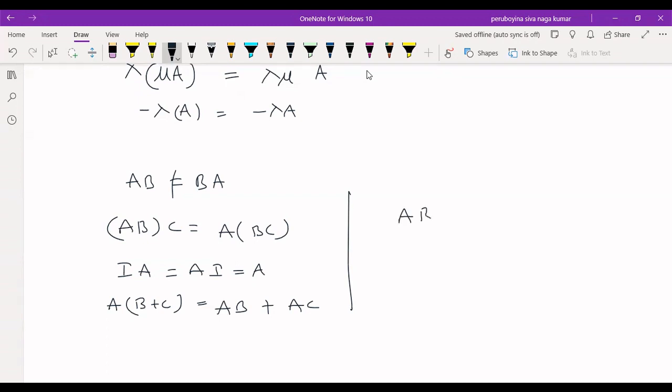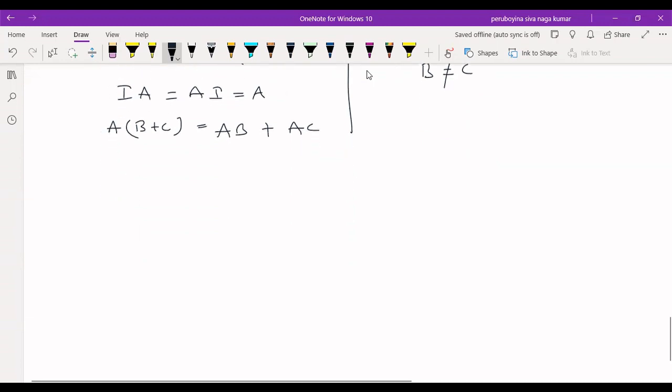For example, AB is equal to AC. You cannot cancel A like this, and you cannot say that B equals C. Okay. It will not be accepted. The cancellation law is not accepted in matrix multiplication.